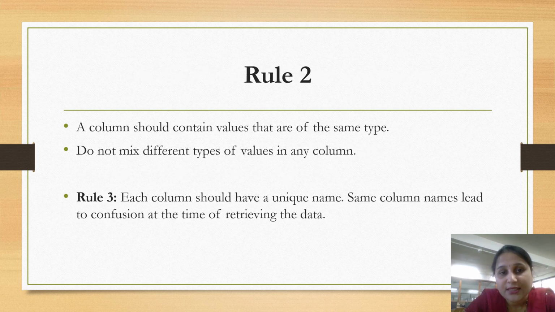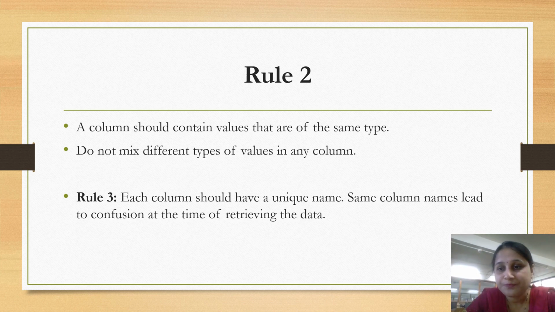What does rule 2 say? Rule 2 says that a column should contain values that are of the same type. That means there should not be different types of data stored in a column. In a names column, you're not supposed to save the roll number. In a roll numbers column, you're not supposed to save the date of birth and so on. Do not mix different values in any column. Rule 3 says that each column should have a unique name. The title of each column should be unique in a particular table. The same column name leads to confusion at the time of retrieving the data.